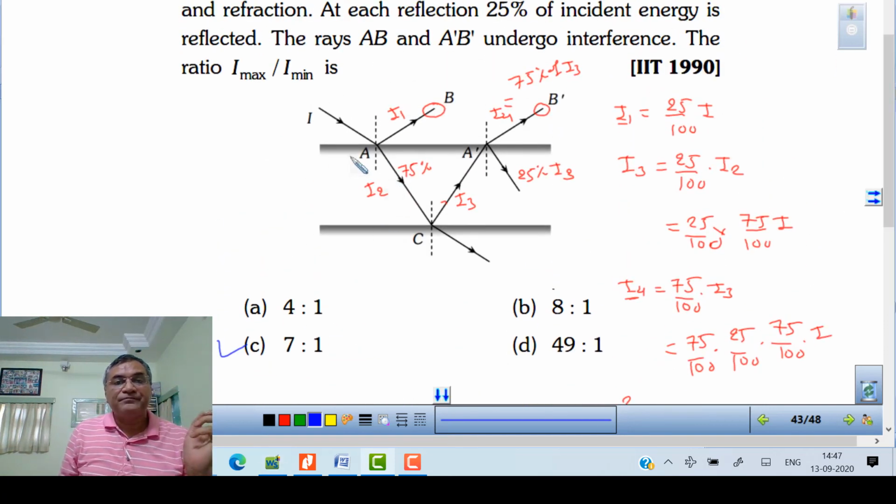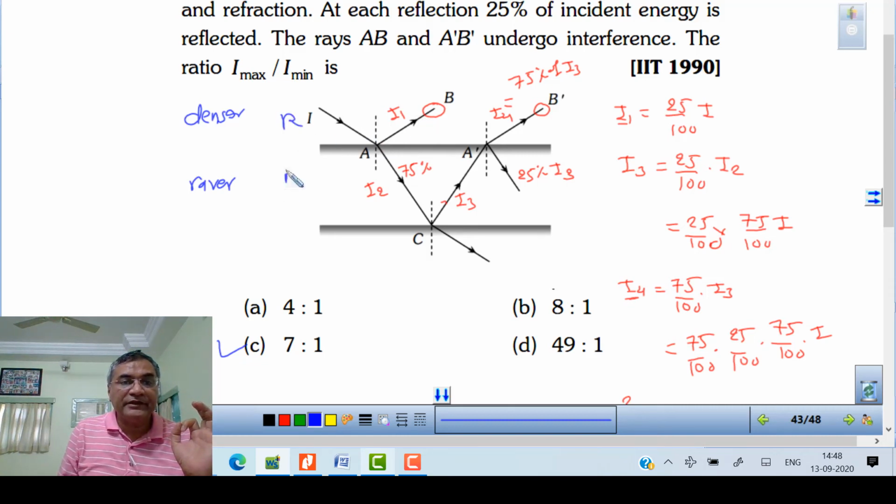A very good problem. And here, note down one more thing: if this is denser and this is rarer, then a light ray just reflects, there is no change in the phase difference. But if this is rarer and this is denser, then here a phase of pi will increase. I may have mentioned this earlier. Sometimes this may also be asked. We will do a problem on this basis too.